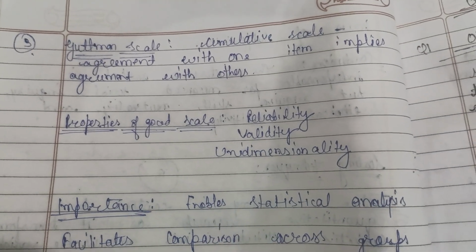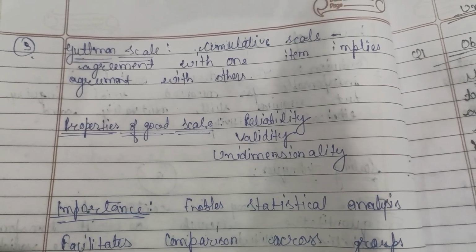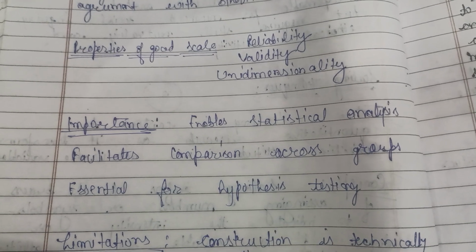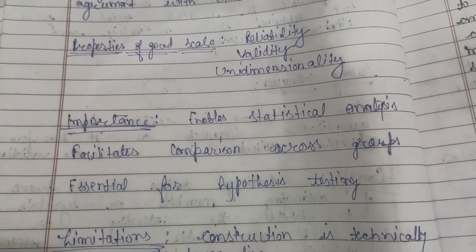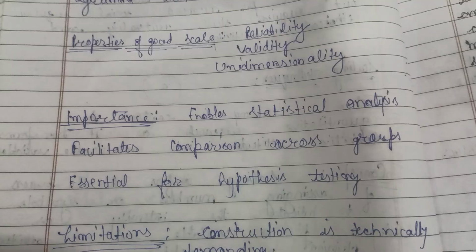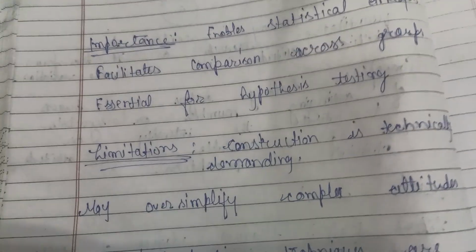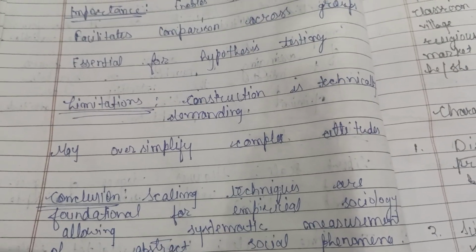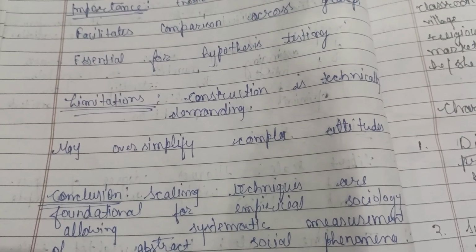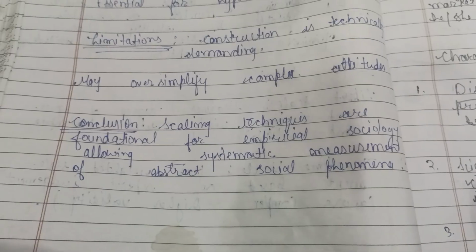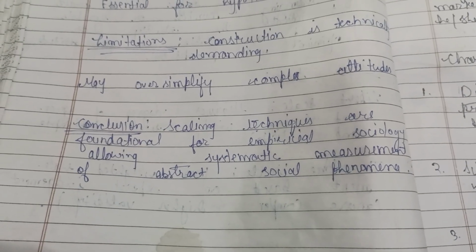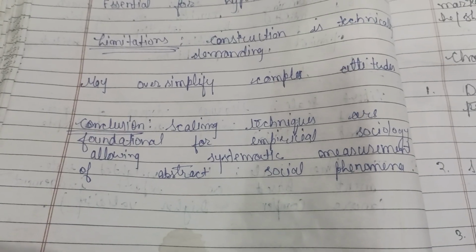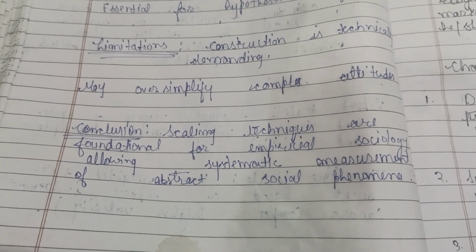Properties of a good scale: reliability, validity, unidimensionality. Importance: enables statistical analysis, facilitates comparison across groups, essential for hypothesis testing. Limitations: construction is technically demanding, may oversimplify complex attitudes. Conclusion. Scaling techniques are foundational for empirical sociology, allowing systematic measurement of abstract social phenomena.